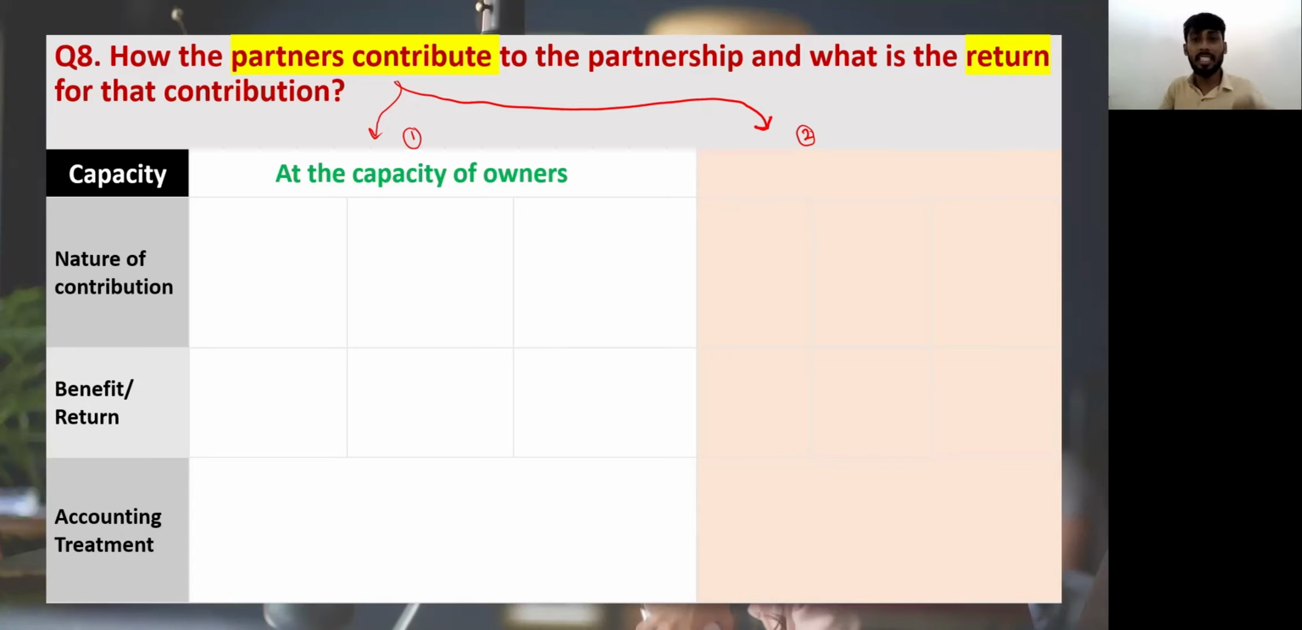So we are the owners. They say, yes, we are the owners. This is our business, like our politicians say, this is our country, we are working towards increasing the wealth of this country. Likewise, they say, at the capacity of owners, we are owners, this is our partnership.